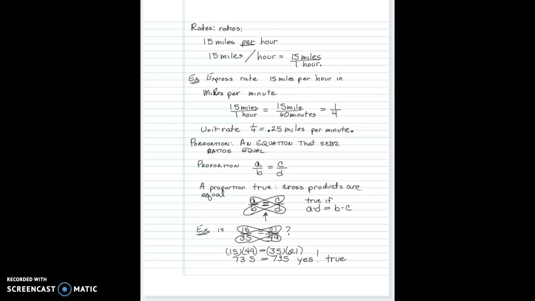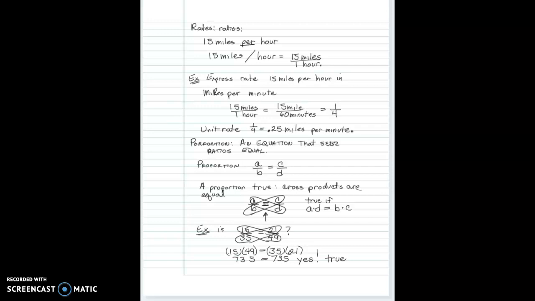Now, if I want to express that as a unit rate, I want to divide that fraction out. 1 divided by 4 will give me 0.25 miles per minute. A proportion is an equation that sets two ratios equal. A proportion might be something like A over B equals C over D. We know a proportion is true when the cross products are equal.